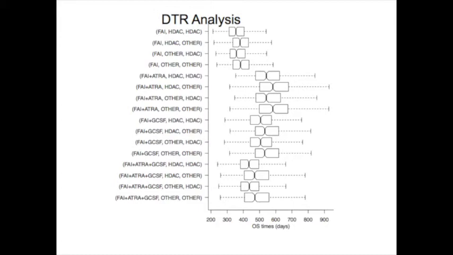The only difference between our method and Yanxun's method is here. They conclude that FAI plus ITRA, with non-HDAC as the HB1 and HDAC as HB2, is the best, but we get different results. We conclude the treatment regime with FAI plus ITRA as the induction therapy, non-HDAC as the HB1 and non-HDAC as HB2 is the best treatment regime.